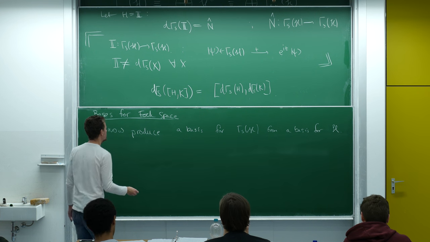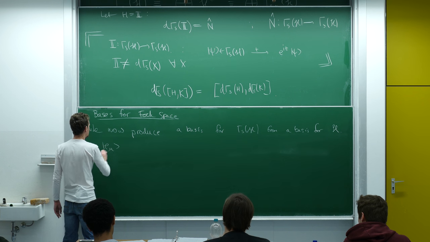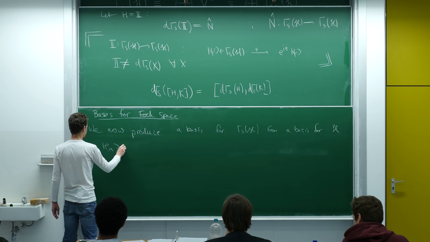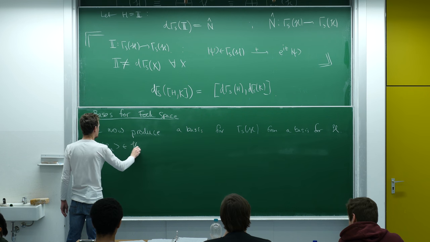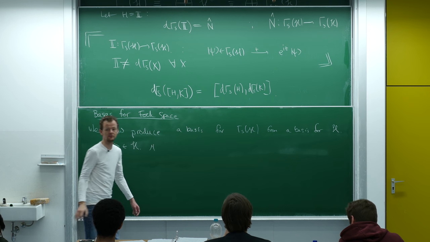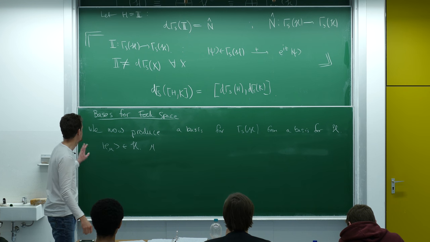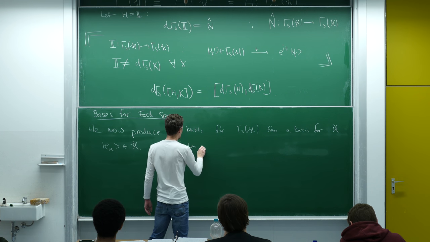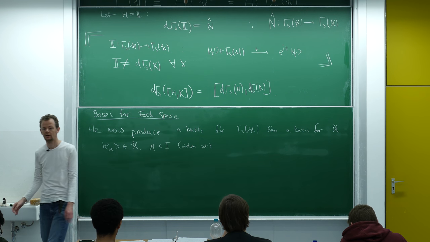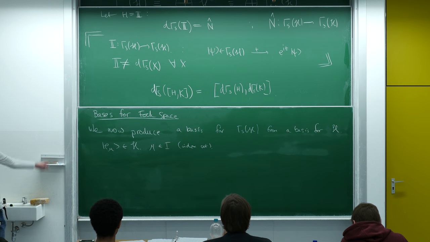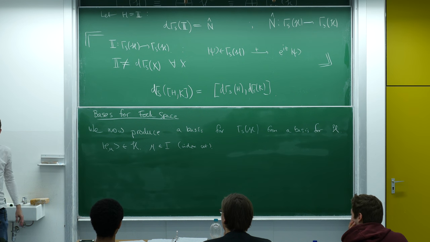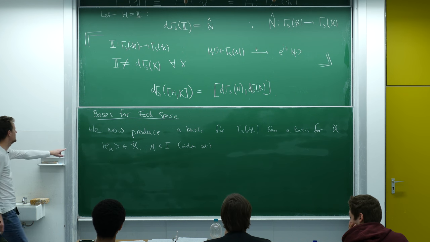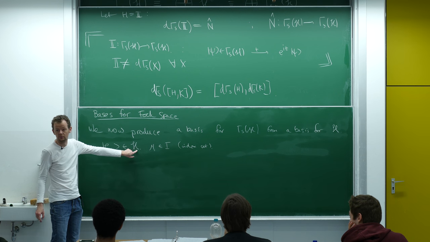We'll give this basis a name. From now on, it's going to be e mu, and mu is part of some label set. So if we have a basis e mu for h, the single particle space, then I'm going to show you how to build a basis for gamma s of h. Now, this single particle space can itself already be infinite dimensional. That's allowed.